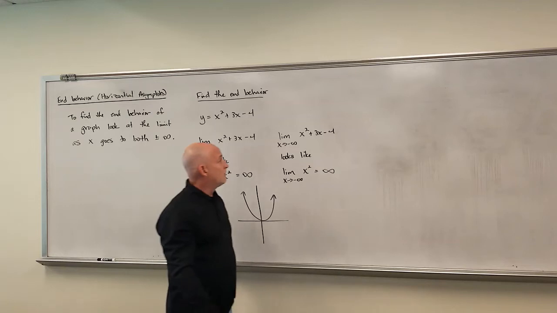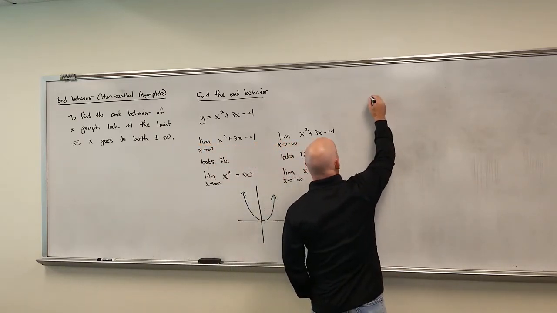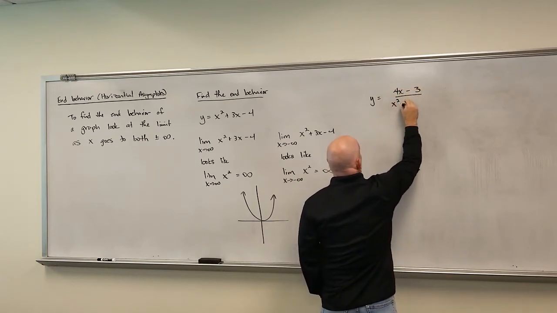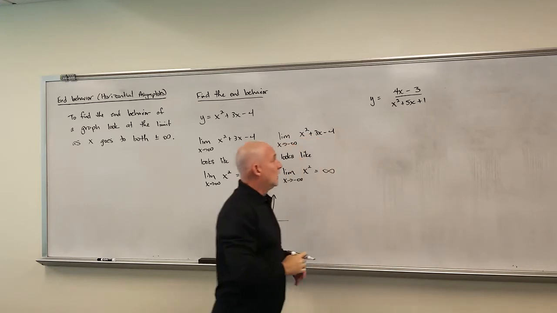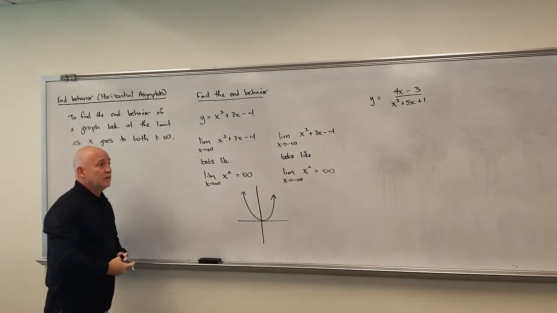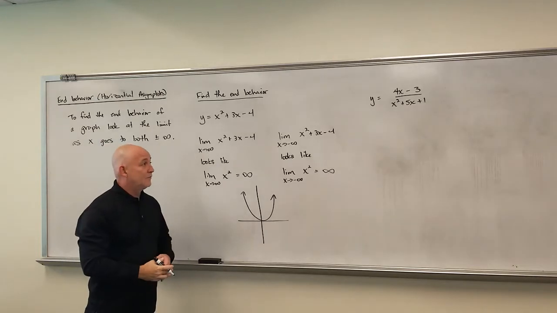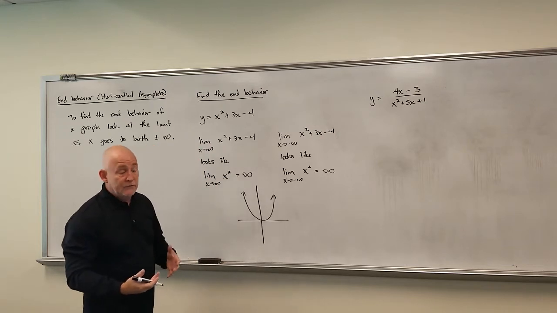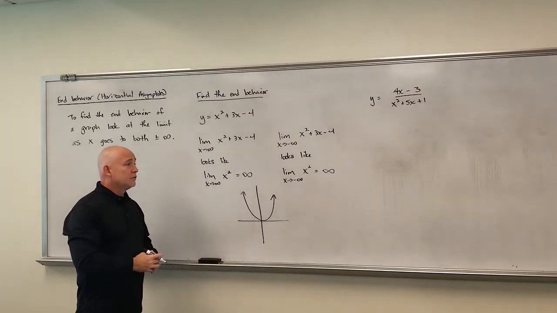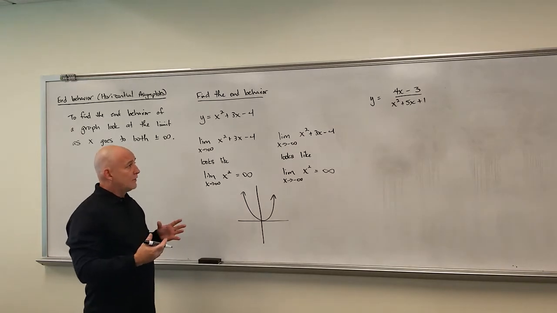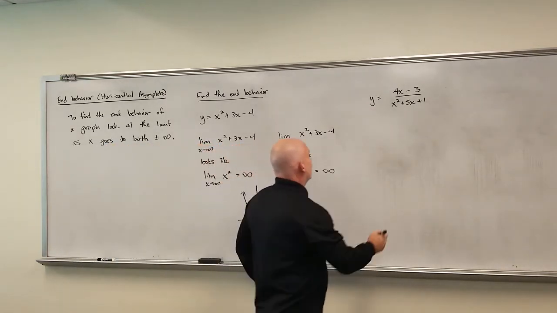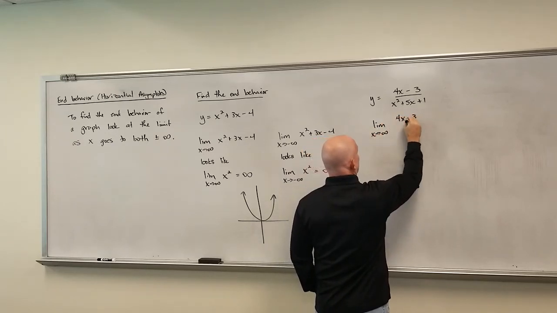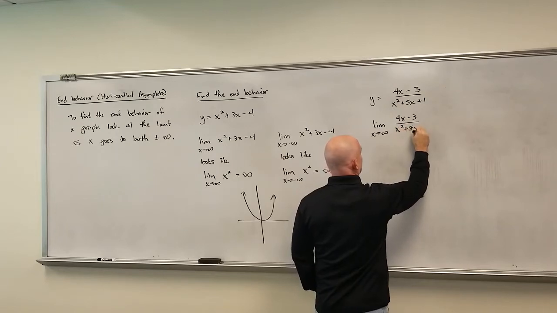All right, let's try a couple more. What if I said, find the end behavior of 4x minus 3 all over x squared plus 5x plus 1. This is a rational expression, and we learned how to graph rational expressions in the past. One of the things we looked for with a rational expression was the horizontal asymptotes, if it had any. To do those, you might want to go back and look at your rules, but really all we have to do is take a look at the limits. So let's do the limit as x goes to positive infinity of 4x minus 3 over x squared plus 5x plus 1.